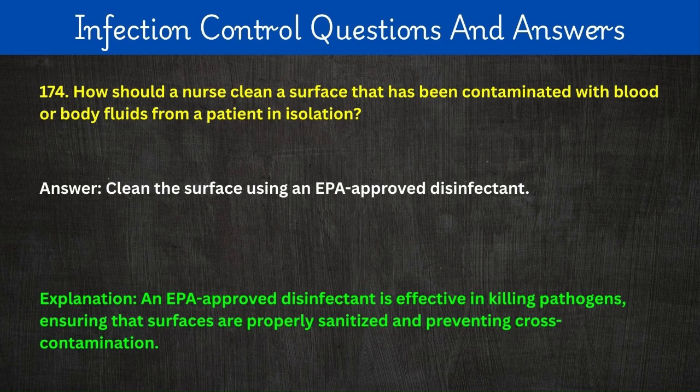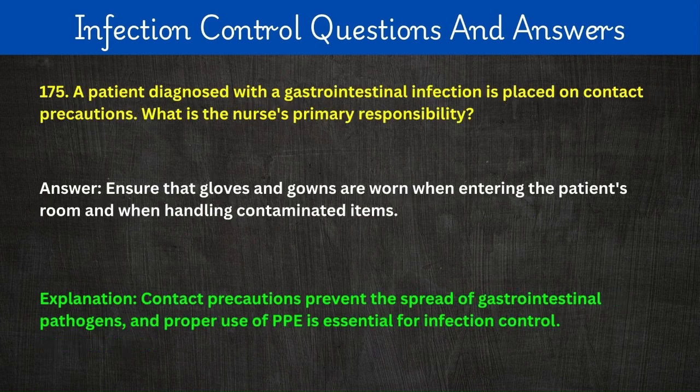174. How should a nurse clean a surface that has been contaminated with blood or body fluids from a patient in isolation? Answer: clean the surface using an EPA-approved disinfectant. Explanation: An EPA-approved disinfectant is effective in killing pathogens, ensuring that surfaces are properly sanitized and preventing cross-contamination.